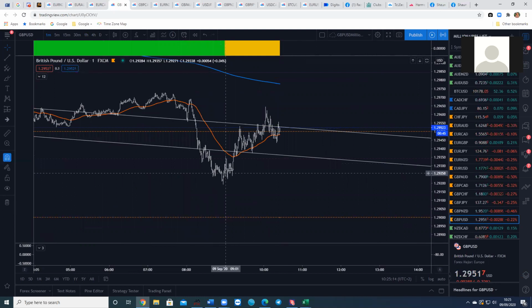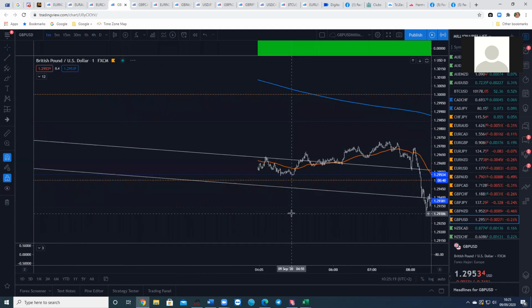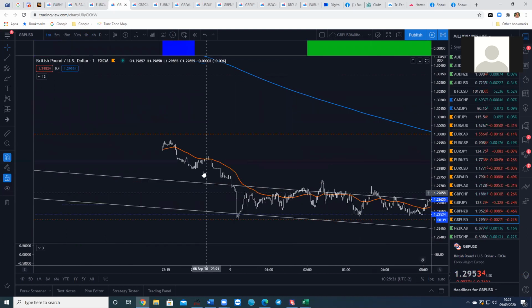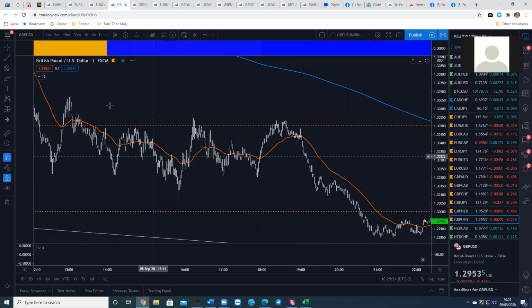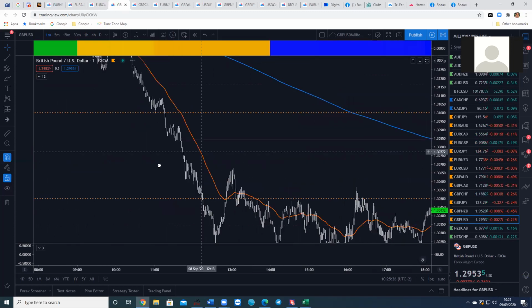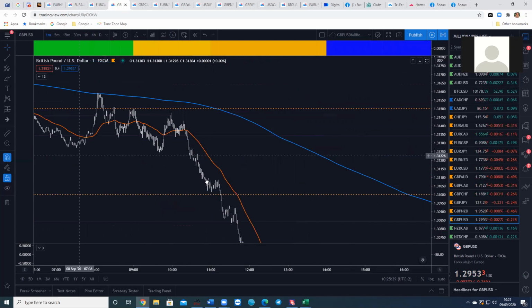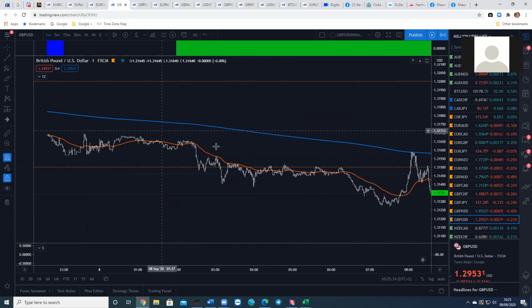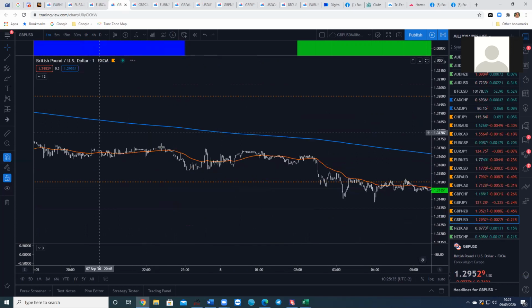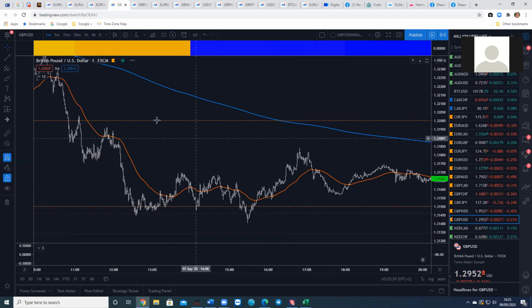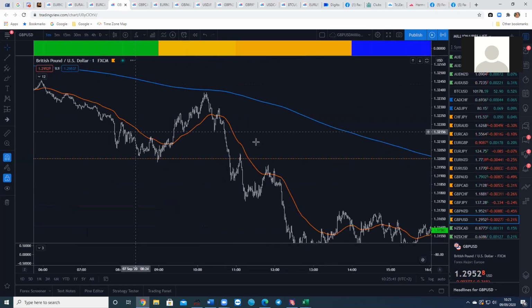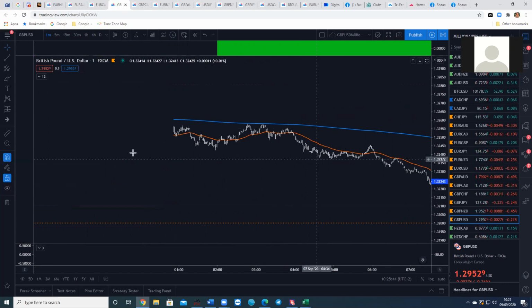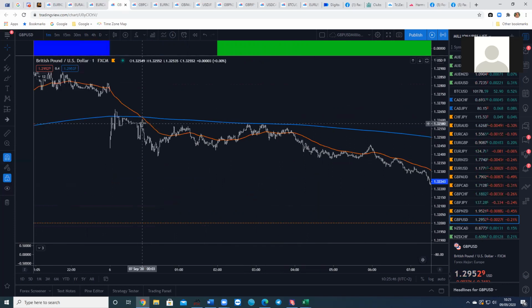So we've got the orange has come below the blue, quite a long way back. You see it's been in a downward, that's a big long downward trend. And then I want to look at Euro USD. So a long downward trend against the dollar for 2 days.